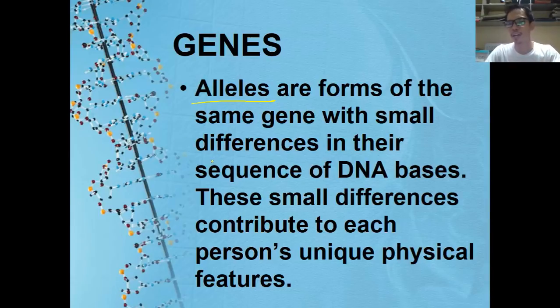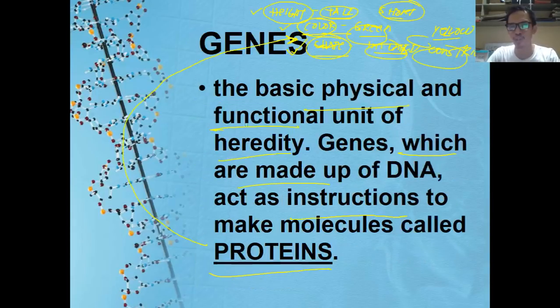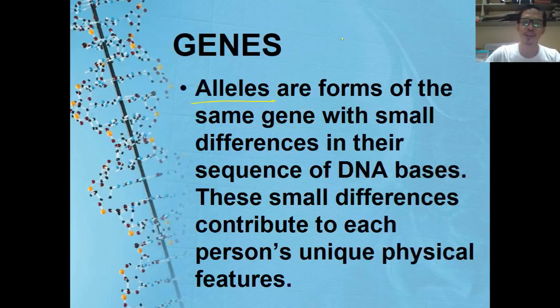Now, the alleles are found in the same gene. That's the reason why tall and short are found in height. You don't find tall and short in the color. So logically speaking, tall and short should be found only in the gene that is coding for height. The green and yellow is only found in the gene that codes for color, and so on. These small differences contribute to each person's unique physical features.